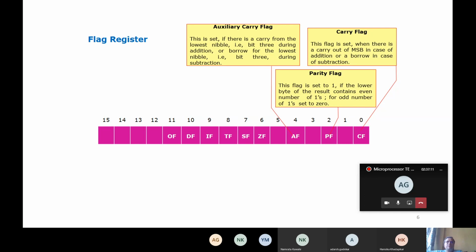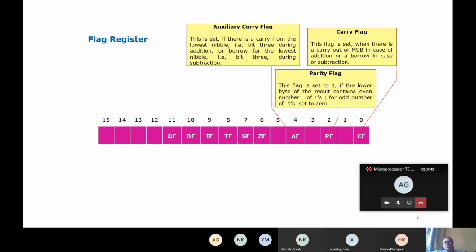Because if 2 bits flip, then transmitted will be FF, and received may be FC. What is FC? It is 11111100. So there are 6 ones. That means it still has even parity, and there is no way the receiver will understand that the transmitted data was FF and it received FC, which is an error. So 2-bit error or multiple bit error cannot be detected by using parity. Only 1-bit error can be detected by using parity.